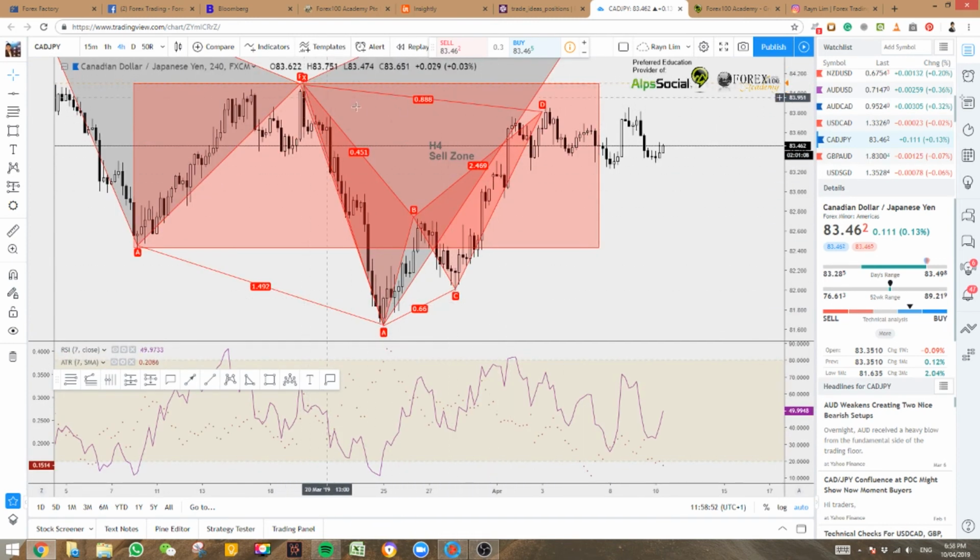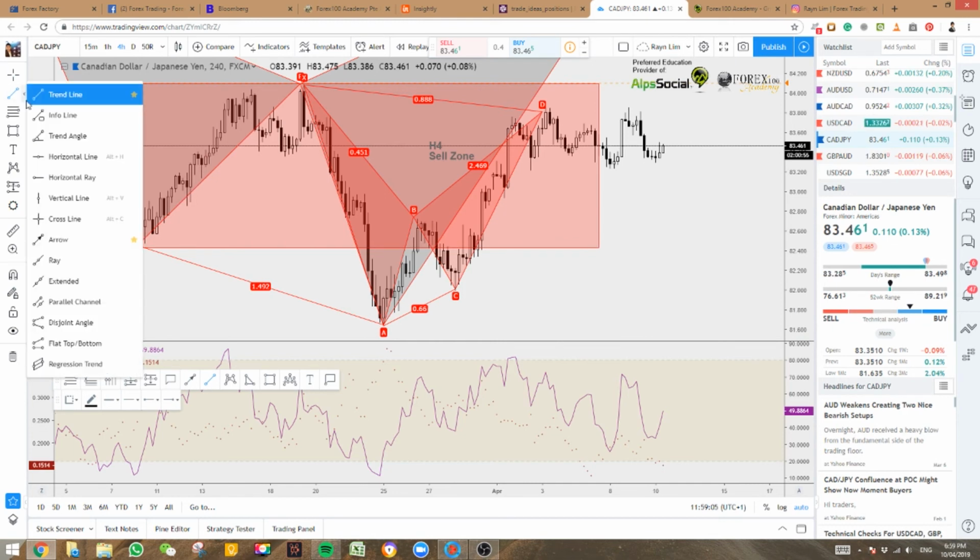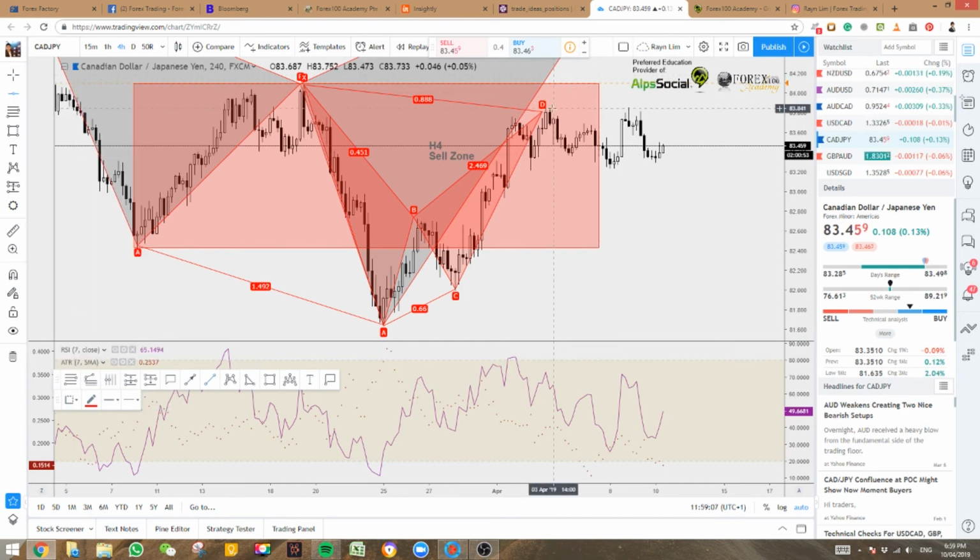Alright, so there is this bad pattern going on, and it moved within these two zones. So what can be done for traders? You can plot two lines over here. So this is my resistance line. Make sense?